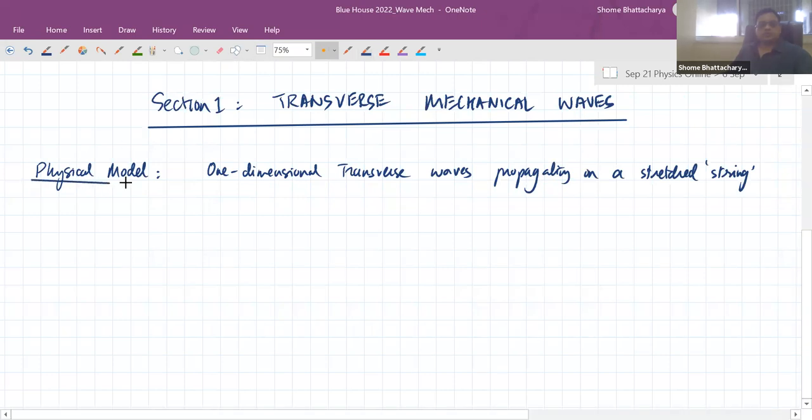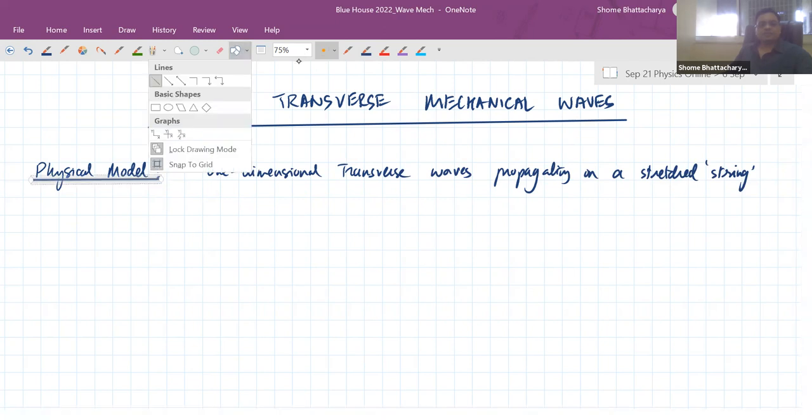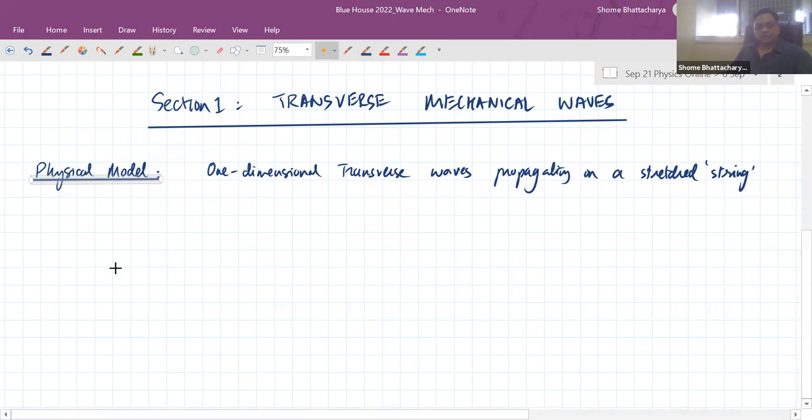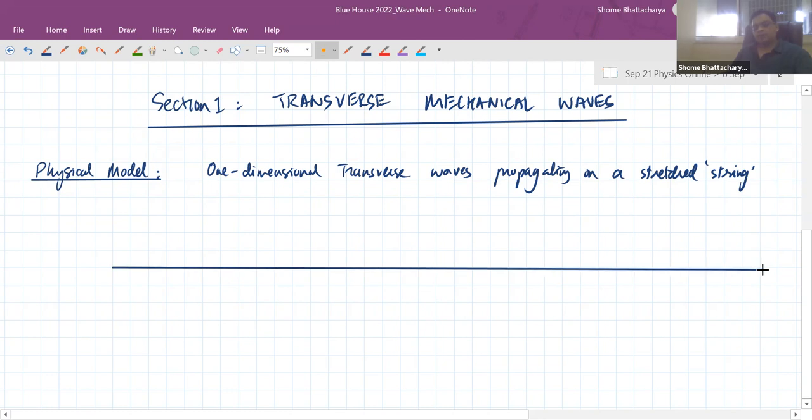So for example, at an experimental level, to create something that is easy to write an equation for, if we have this kind of a setup, we have a very long string. So its boundary on this other side is very far away, going to infinity on this side. So it's an infinitely long stretched string.